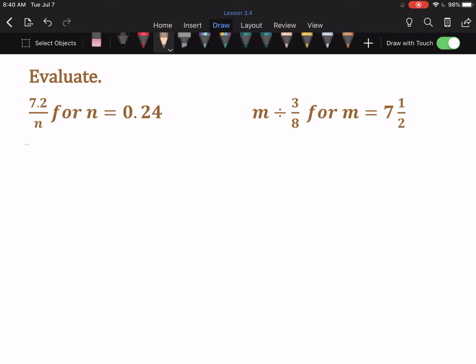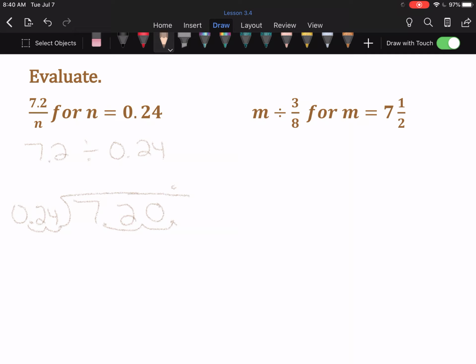So this is 7.2 divided by 0.24. Remember, a fraction can represent division as well. So let's see. 7.2 divided by 0.24. The outside decimal point's going to have to move twice to make that a number I can work with, which means the inside decimal point has to move twice. That left me a hole. Holes get filled in with zeros.